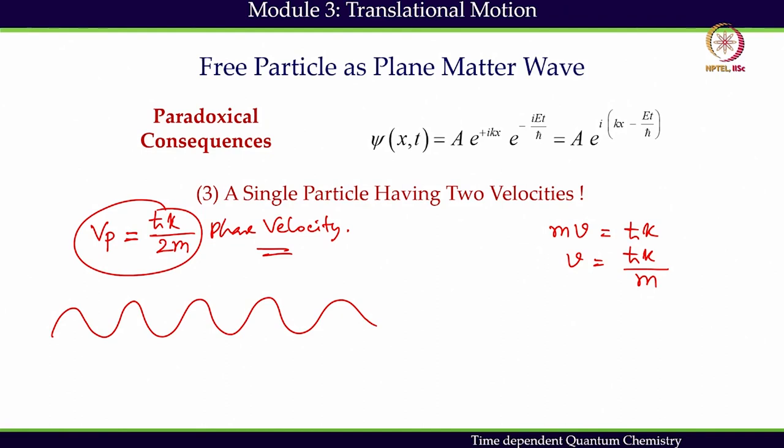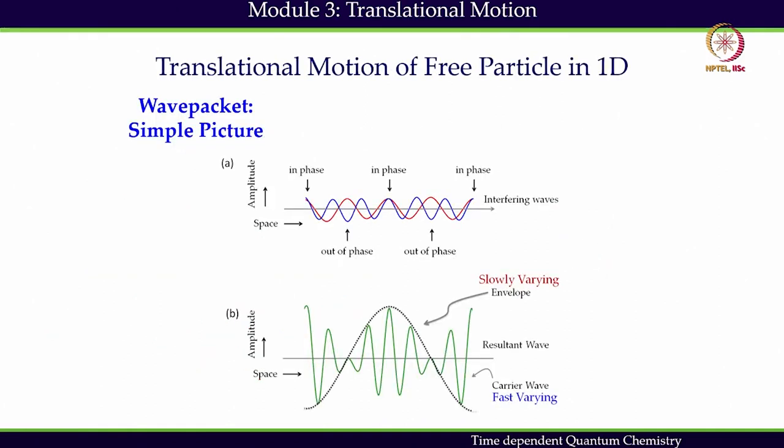So, whatever I have presented, that a particle in quantum mechanics should look like this, a plane wave, is still not correct. In order to realize the particle in quantum mechanics, I said that the particle in quantum mechanics is going to be a localized matter wave.